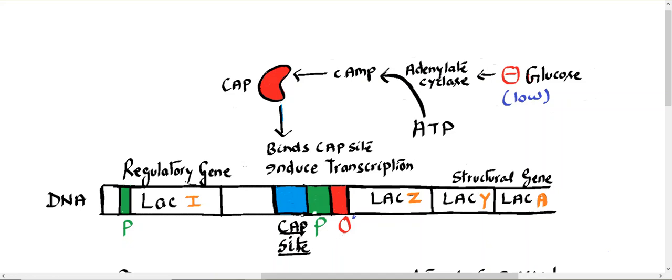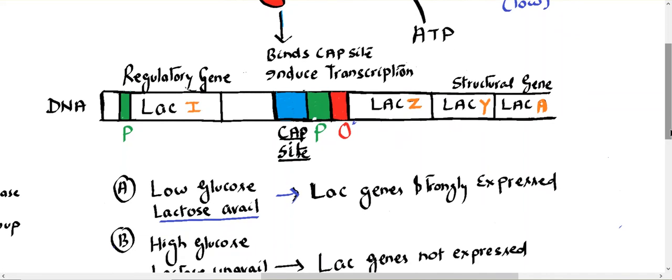the CAP site. So again guys, low glucose will activate the adenyl cyclase enzyme that will convert ATP to cyclic AMP, and cyclic AMP will stimulate the catabolite activator protein, and that will go and bind to the catabolite activator protein site, and that will induce this transcription. That means transcription will occur, and then translation, and then proteins will form. So this operator is active. Why is the operator active?